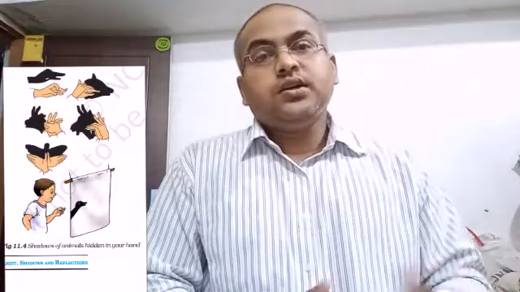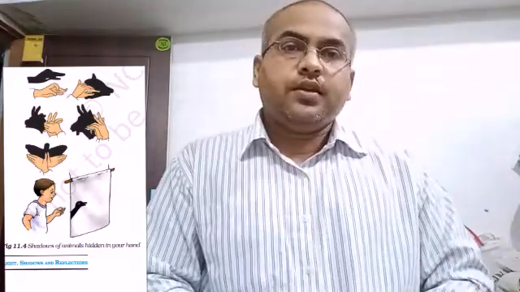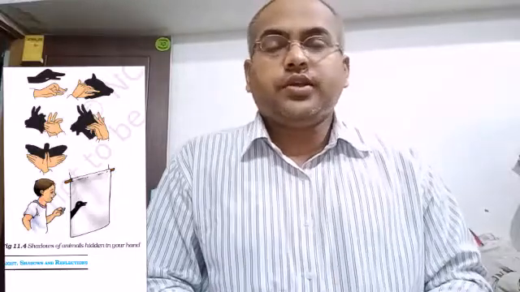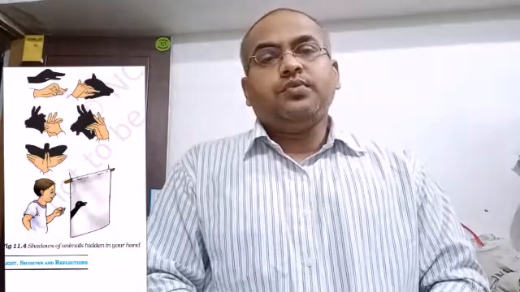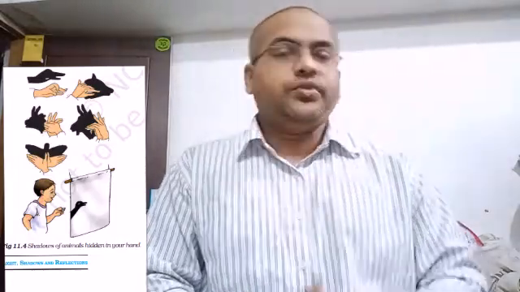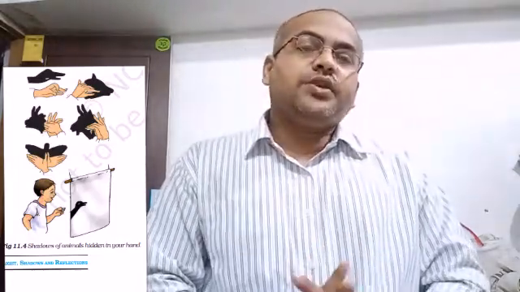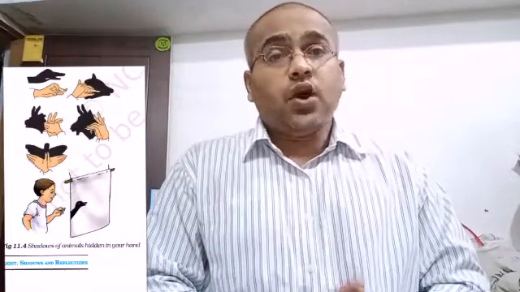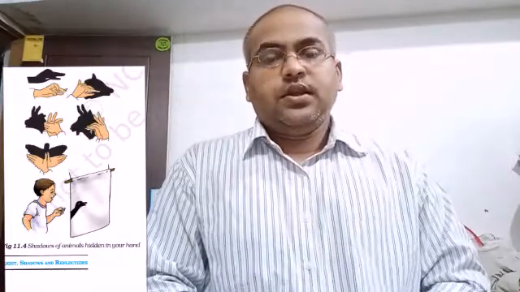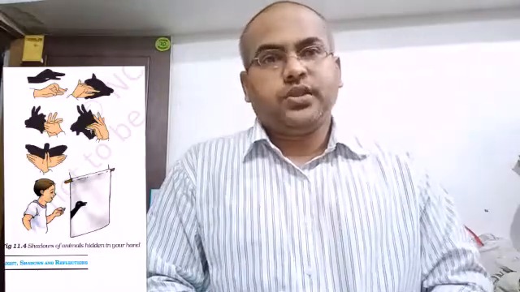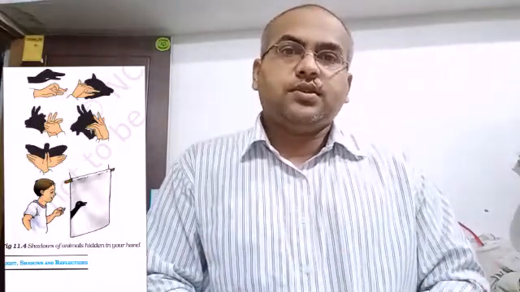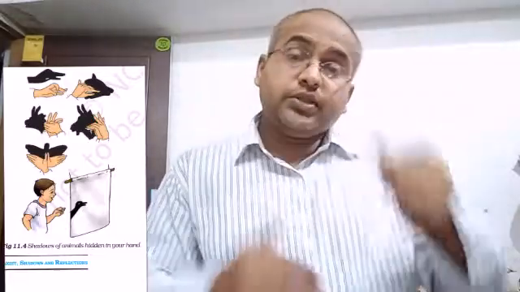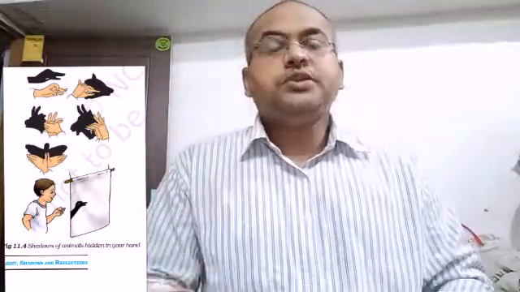Now comes the second type of classification of objects. There are some objects which allow light to pass through them. This type of objects are called transparent objects. They allow light to pass through them, like simple glass. Through glass we are able to see the objects behind the glass.